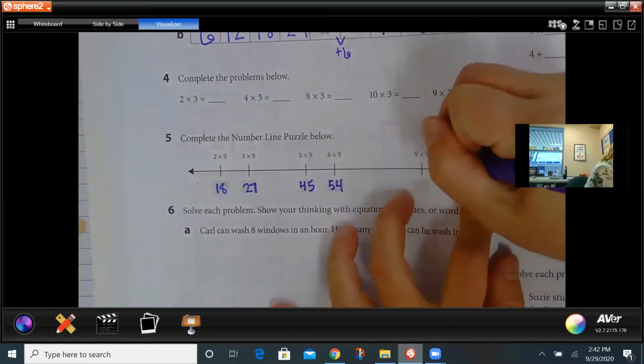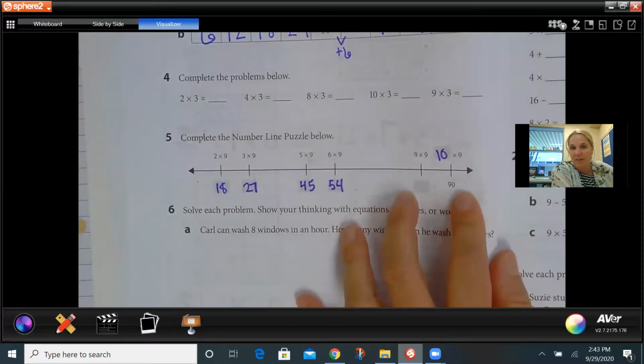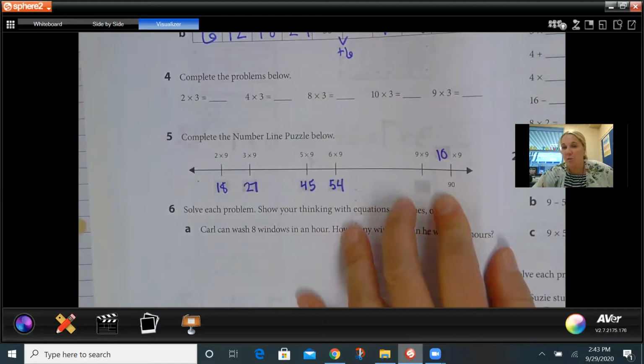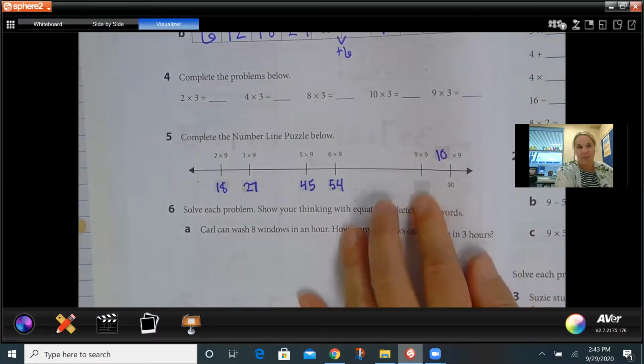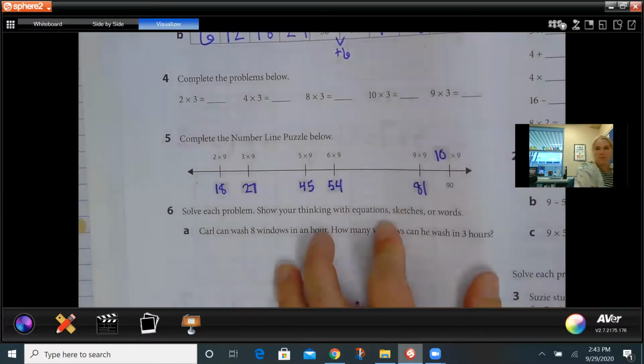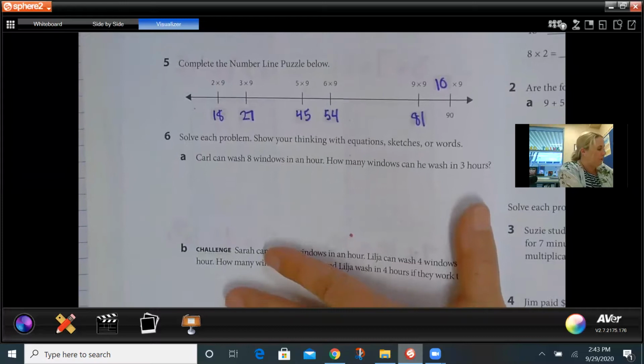We're looking at 10 times 9 equals 90, right? Perfect. Now I need 1 less group of 9. 1 less group of 9. So if I'm at 90 and I need to subtract 9, right? That's going to be 81. Beautiful, beautiful, beautiful. You also could have used your multiplication chart for that.